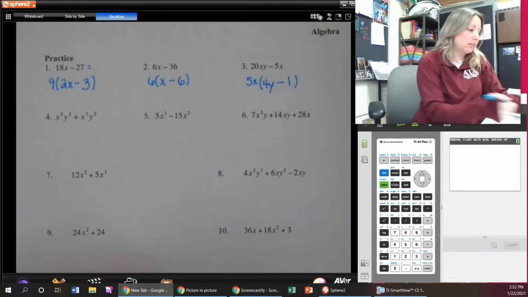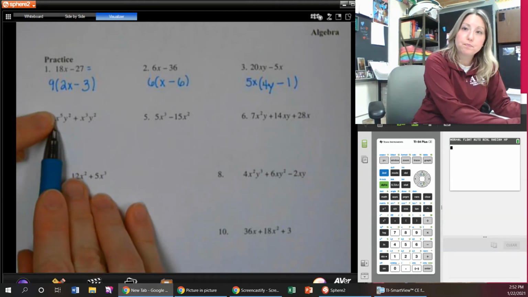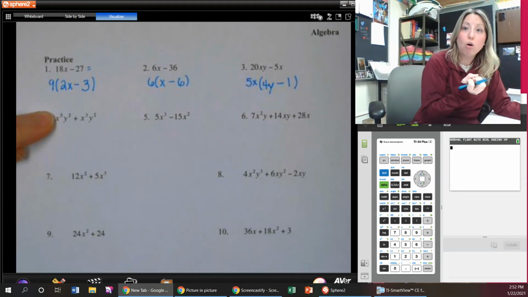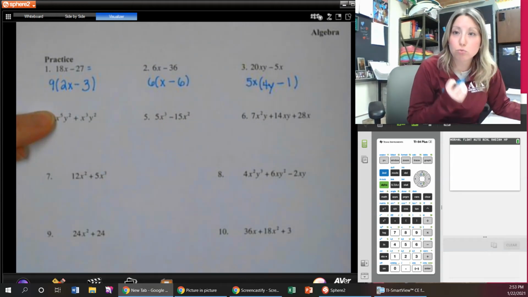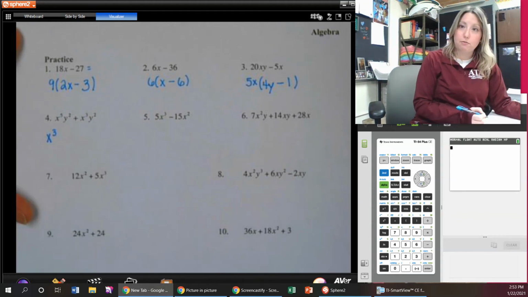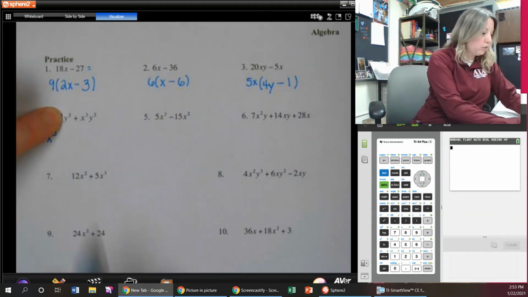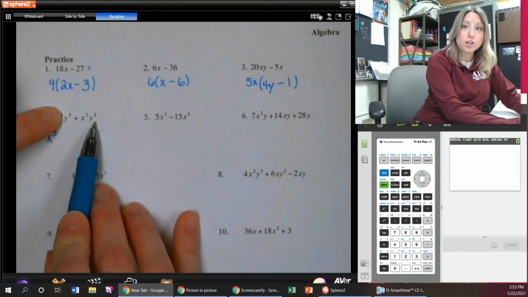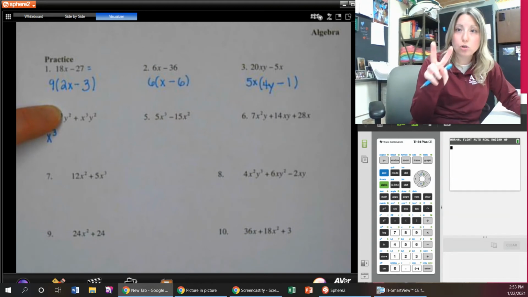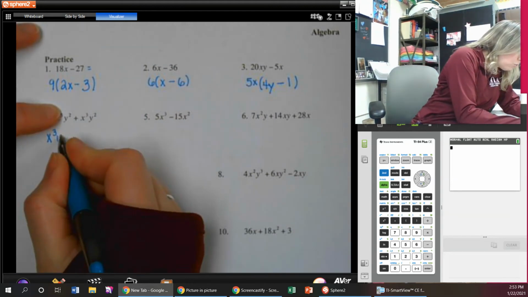How many total x's are here? 5. How many here? 3. So what's the most number I can pull out? 3. So x to the 3rd is what's part of the GCF. How many y's are here? 2. How many y's are here? 2. What's the most number of y's I can pull out? 2. So y squared goes here.